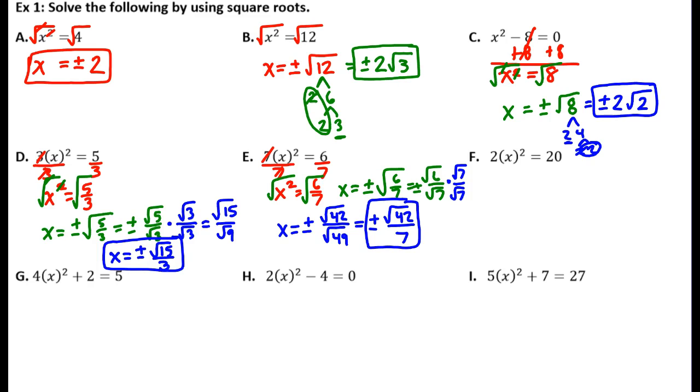Looking at F, first thing I want to do here is divide both sides by 2 to get rid of the coefficient out front. When I do that, I get x squared equals 10. So now I want to square root both sides. When I do that, I get x equals plus or minus the square root of 10. If you factor tree 10, this is 2 times 5. There are no pairs to circle, so as simplified as it gets is plus or minus root 10.